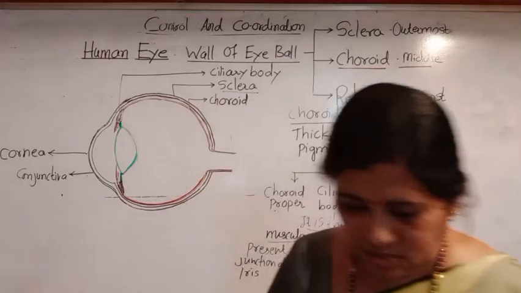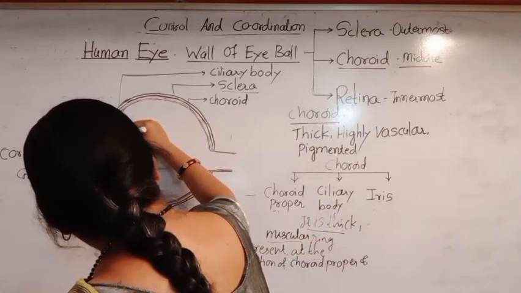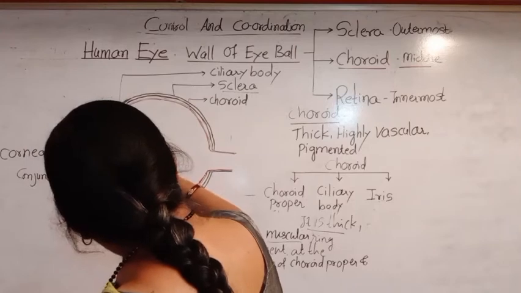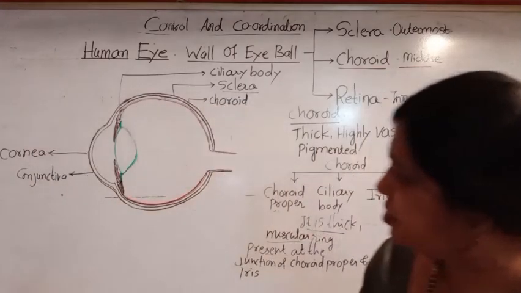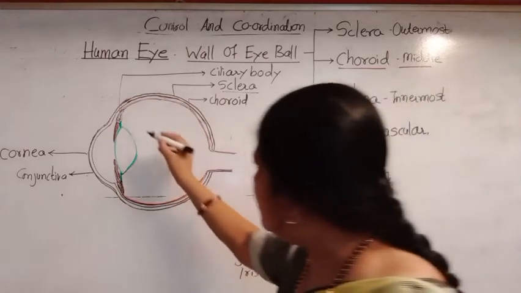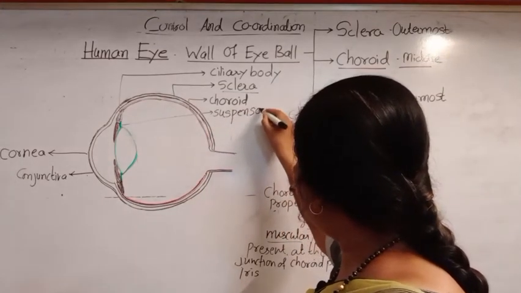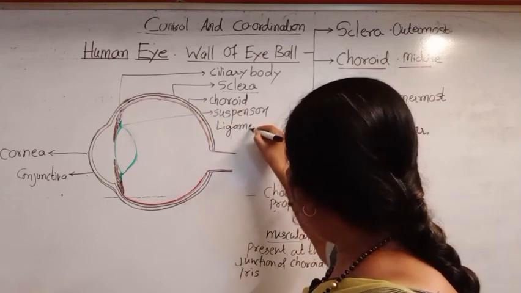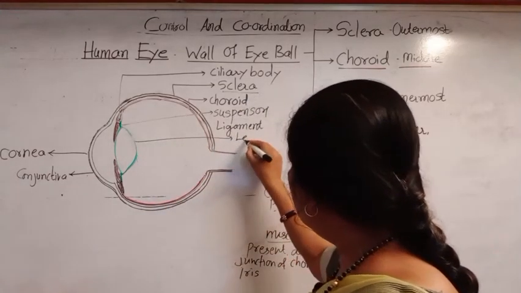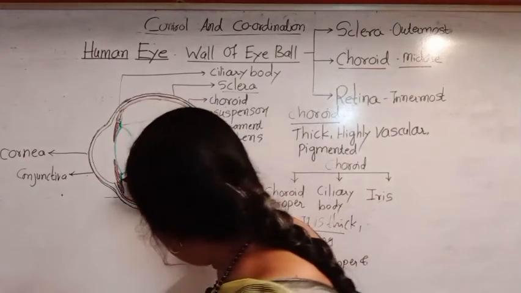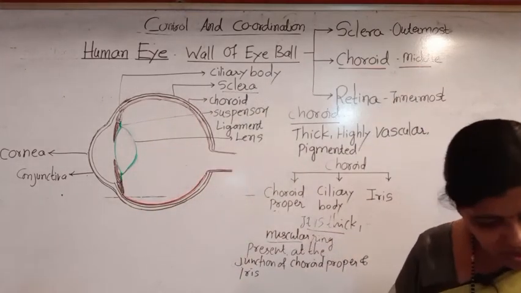Ciliary body. This is iris, then this is suspensory ligament. What is this? This is suspensory ligament. Any difficulty? Then this is lens. This is suspensory ligament and ciliary body. Next point.